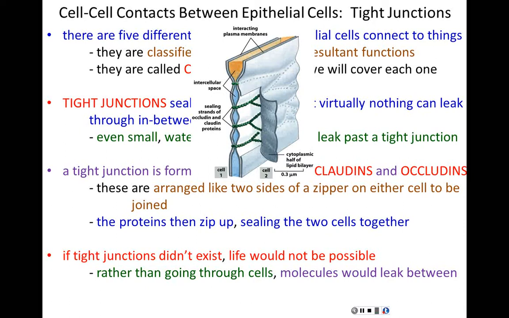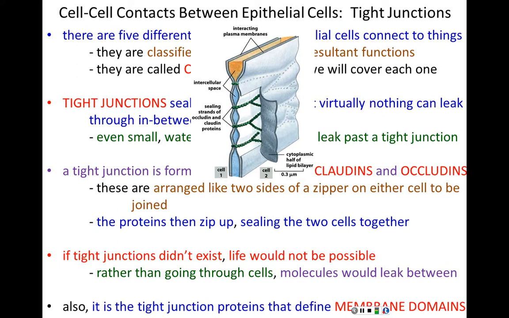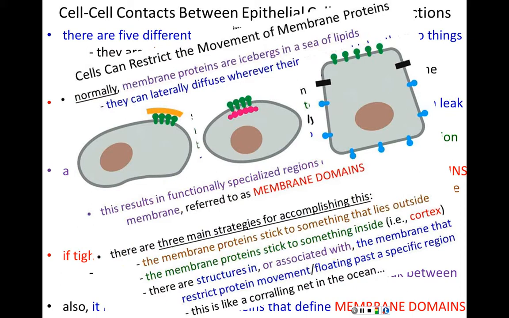Also, it's these tight junctions that define our membrane domains. Oh, I love it! Closing loops. Finishing up loose ends. I love it. I told you in the membrane component of the cell membrane lecture, this was the slide that I had on that lecture. I told you that we had these membrane domains confined membrane proteins, and we had three different ways you could do it. You could adhere to the cell cortex. That made complete sense, I think. You could adhere to these molecules that lie outside the cell. That's the ECM. That made some sense, I think.